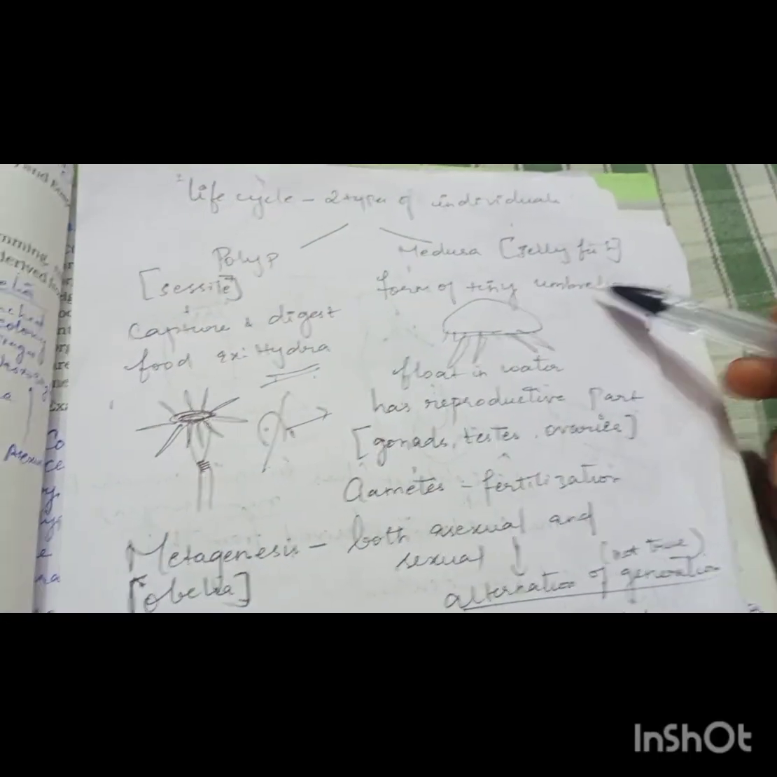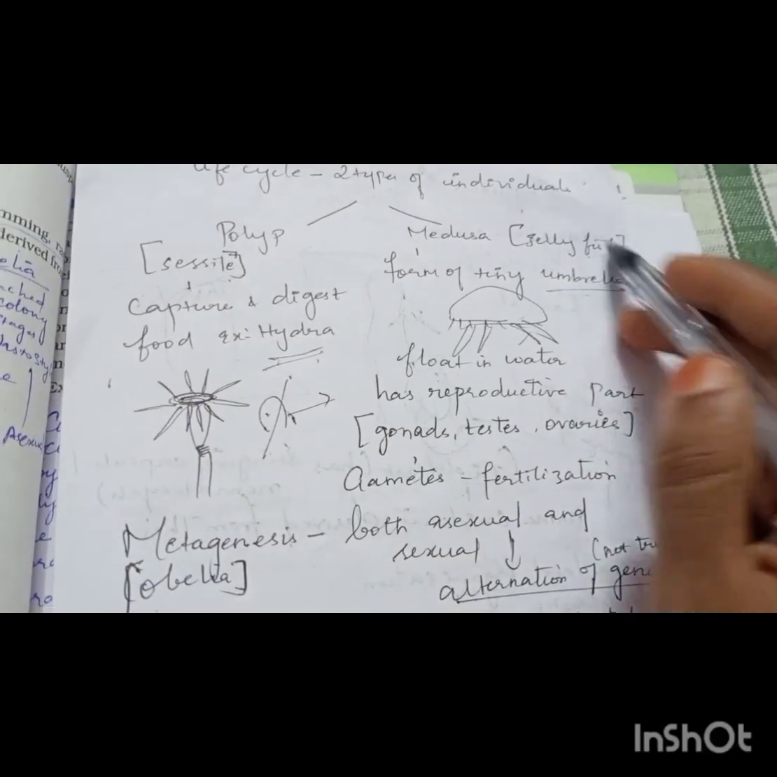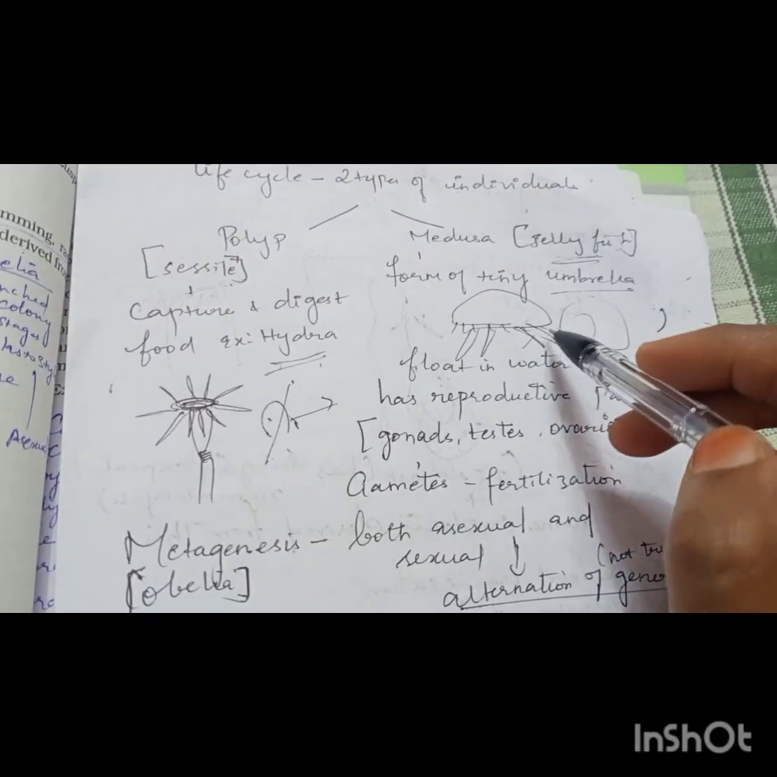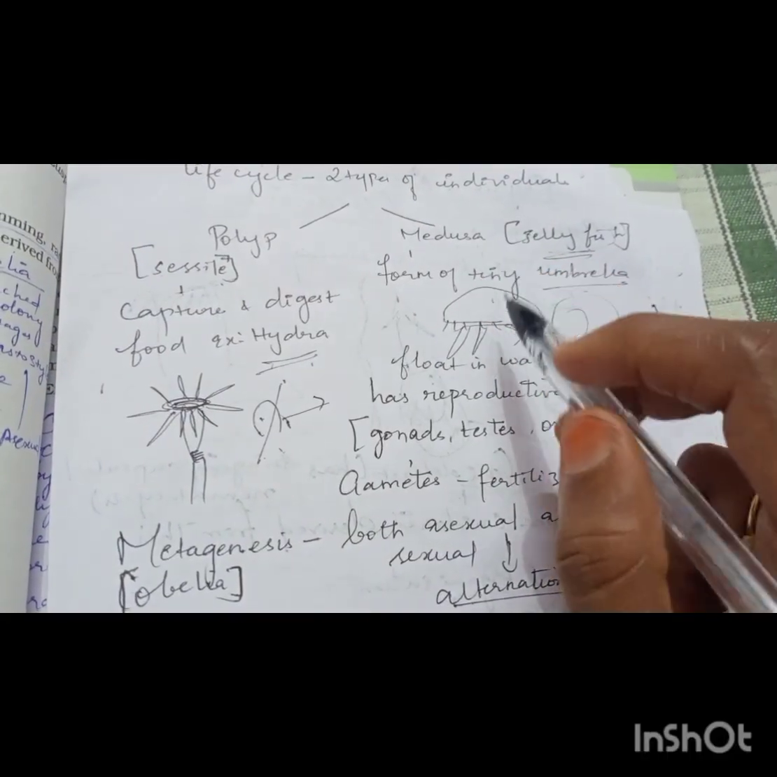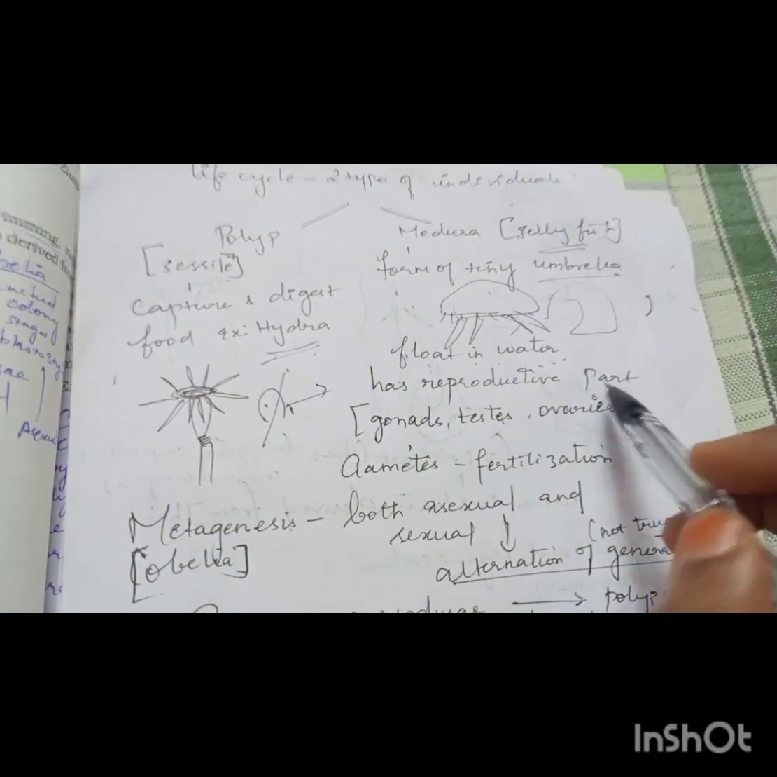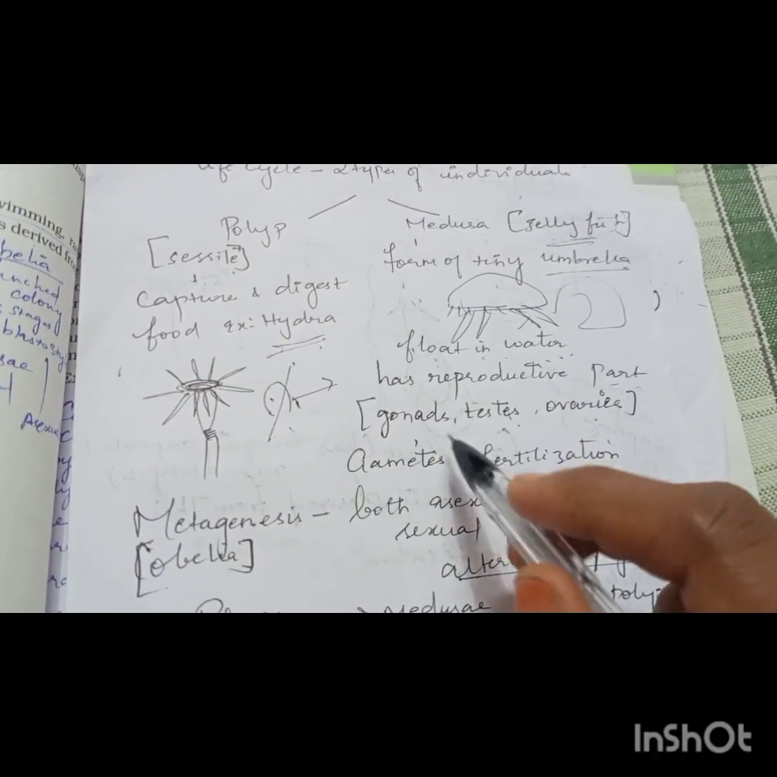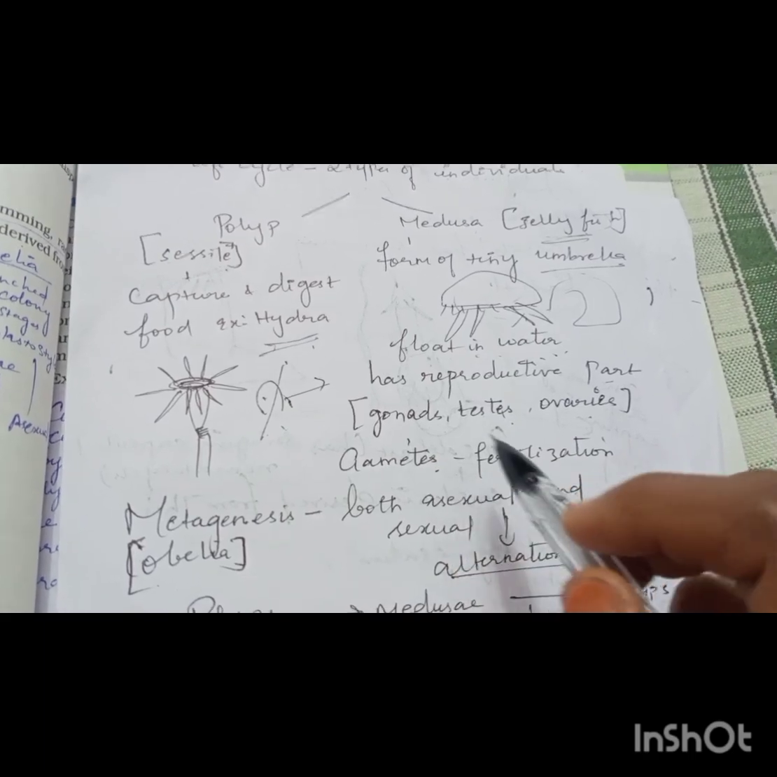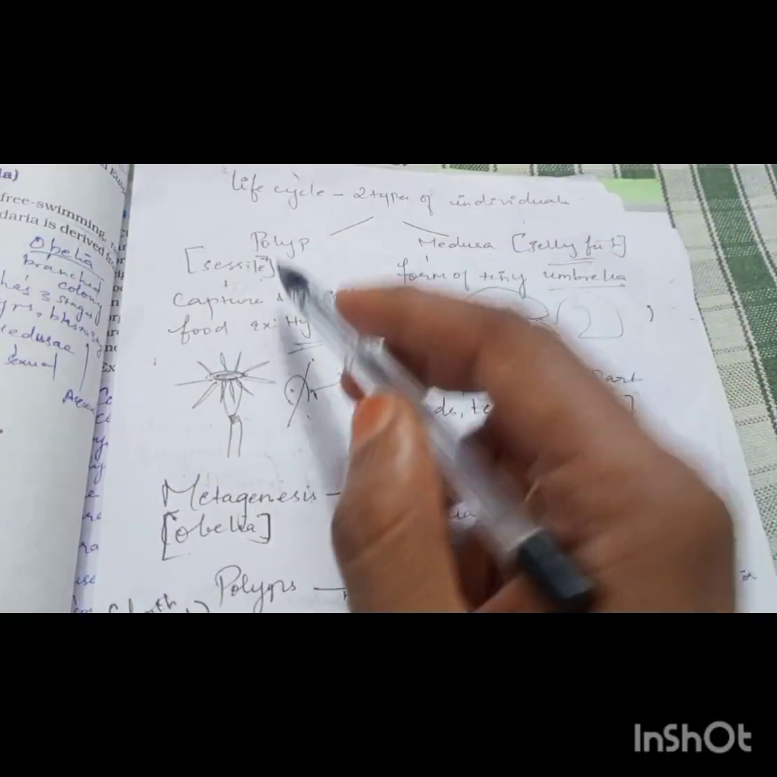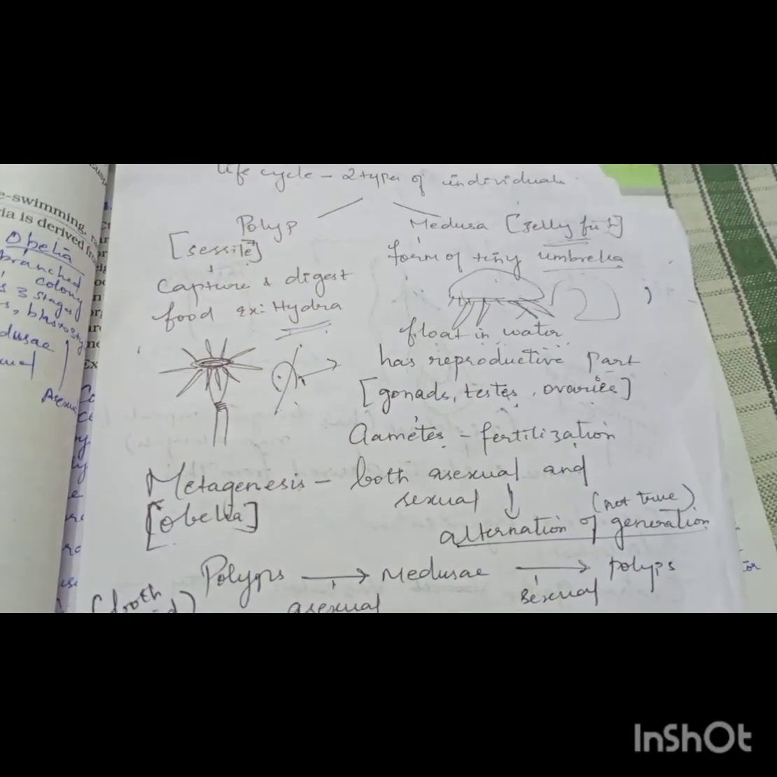Whereas this medusa is in the kind of tiny umbrella. You all might have seen the jellyfish, so it is included in this type. The jellyfish is in the shape of an umbrella. In the same way, these medusae are umbrella shaped, and they float in water, and they have reproductive parts: gonads, testes, and ovaries. Gametes will be produced from these sex organs, and fertilization will take place in this type. So polyps are sessile, and medusae can reproduce by sexual means.